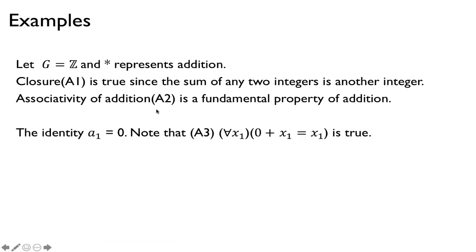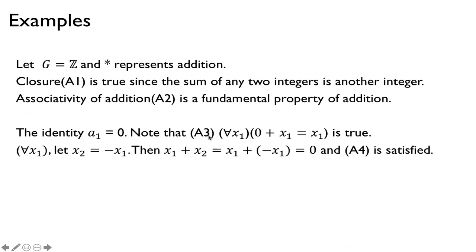The identity is 0, because if you add anything to 0, you get itself again. So that's axiom 3. And then we need to have inverses. So for any x1, let x2 be negative x1.